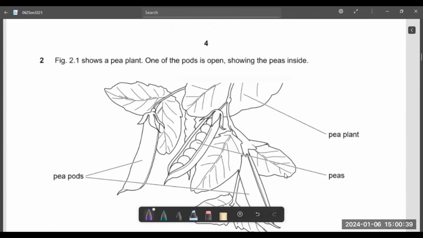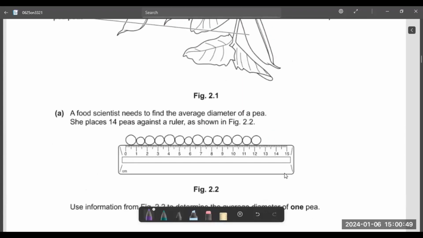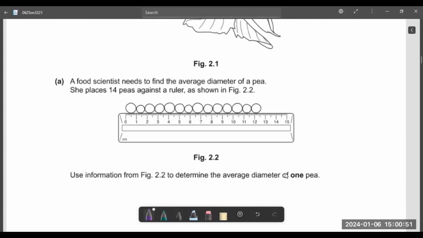Next, figure 2.1 shows a pea plant. One of the pods is open, showing the peas inside. A food scientist needs to find the average diameter of a pea. She places 14 peas against a ruler as shown in figure 2.2. So here we can see she's placing 14 peas.